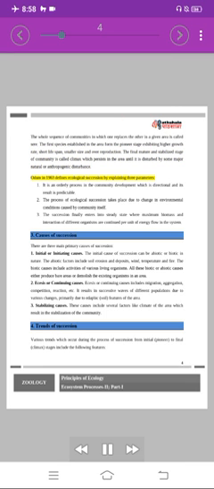Odum in 1963 defined ecological succession by explaining 3 parameters. 1. It is an orderly process in the community development which is directional and its result is predictable. 2. The process of ecological succession takes place due to change in environmental conditions caused by the community itself. 3. The succession finally enters into a steady state where maximum biomass and interaction of different organisms are continued per unit of energy flow in the system.